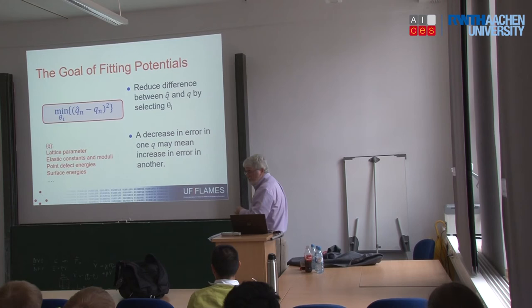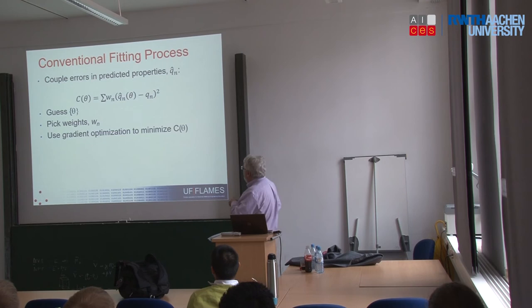And here's a list of things. So how to go through that process? Typically what you do is you write down, here's the deviation, here's the Q hat, I think this is, yeah, predicted values for this set of parameters minus the target values. You take the square of that, you multiply it by some weight, and we'll talk about that in a minute, you sum that up, and that gives you a total cost.